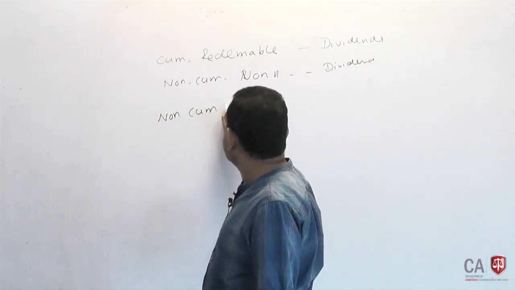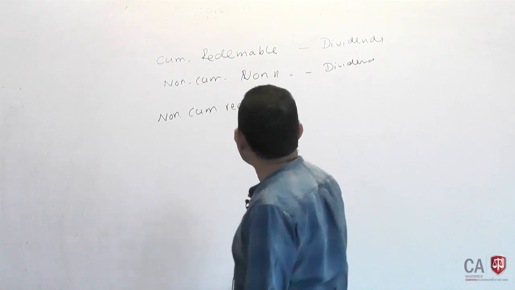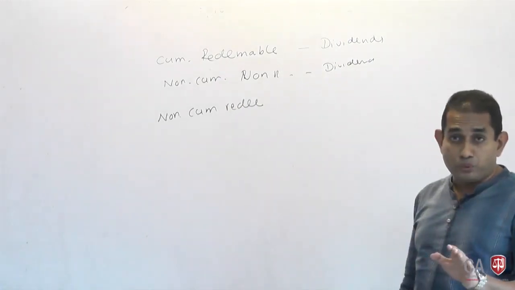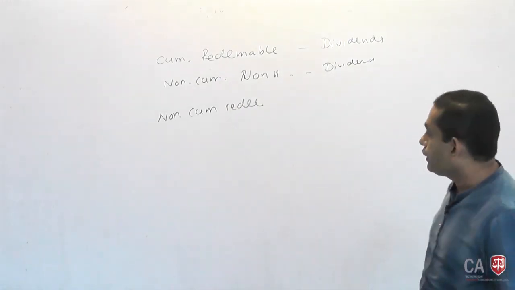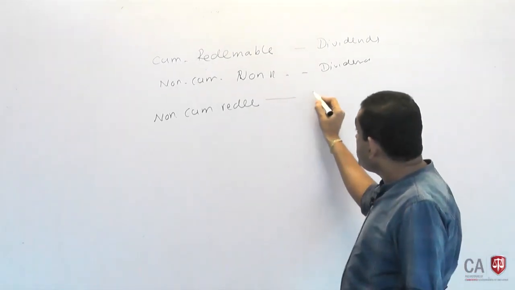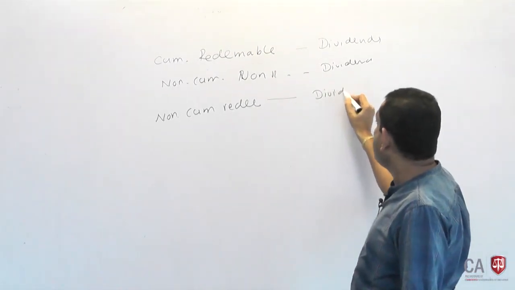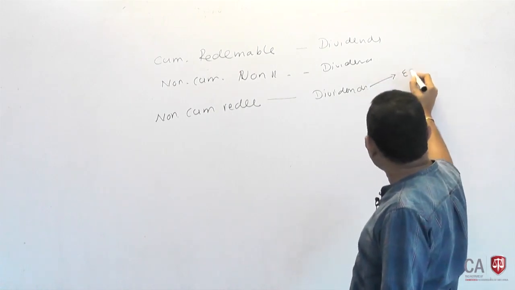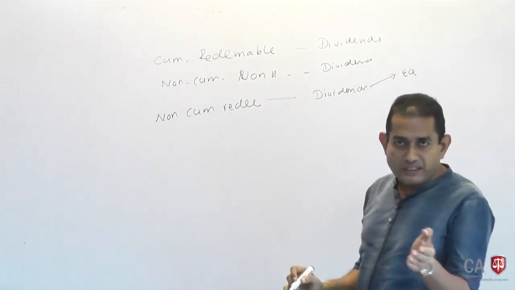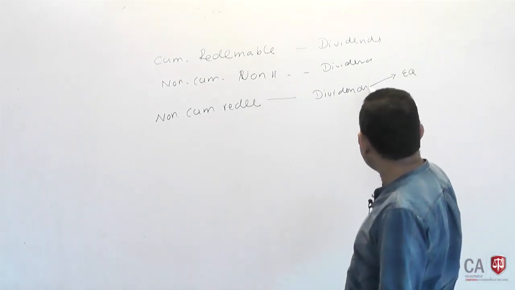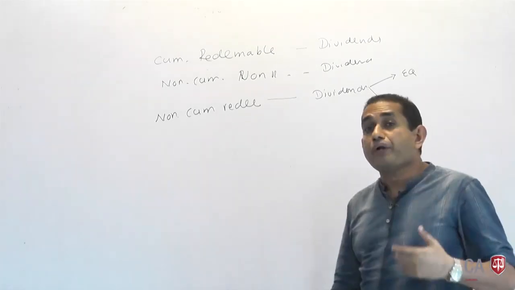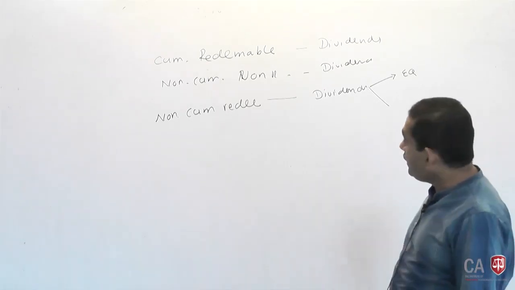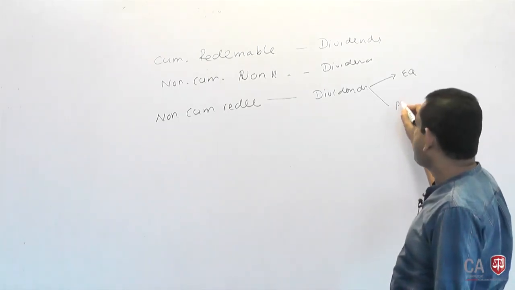Non-cumulative redeemable preferentials are a compound instrument where both elements are included. Dividends attributable to the equity component should be in the equity statement as a profit distribution. Dividends attributable to the debt component should be a finance charge in the profit and loss.